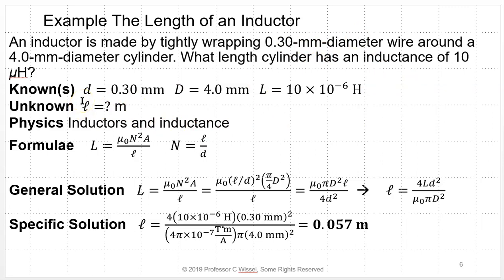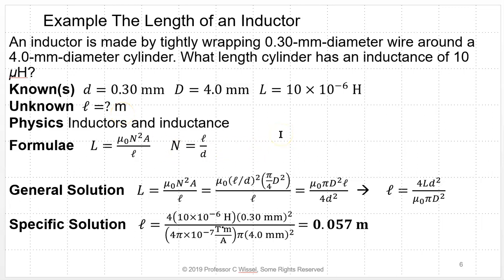You would probably have to convert these all to SI units, but I noticed here that the units canceled out, so I didn't bother converting them. Until you get used to doing this, you should always make absolutely sure that you cancel these units and make sure they work out. So I left these in non-SI units, because they did work out. Little d is 0.30 millimeters, big D is 4 millimeters, and L is 10 times 10 to the minus 6 Henries, and that one I definitely converted because I knew it would matter. We need to know the length, little l, of the coil in meters.